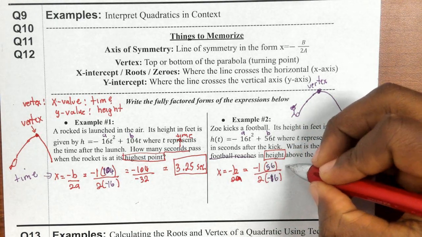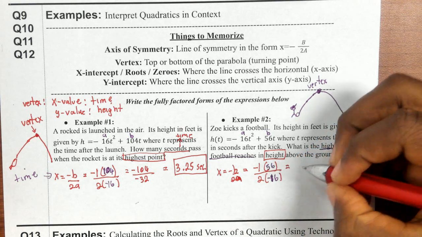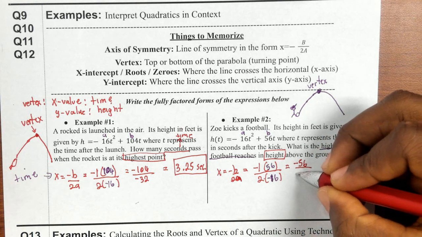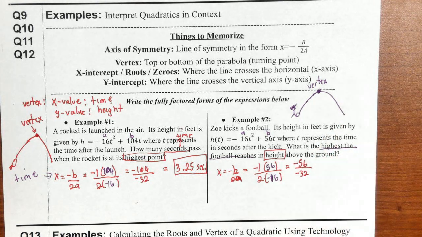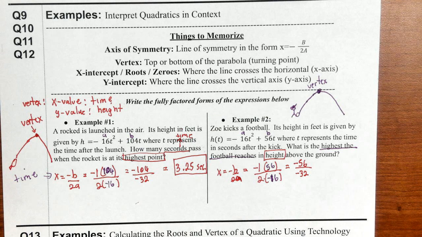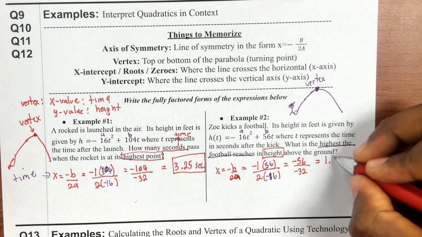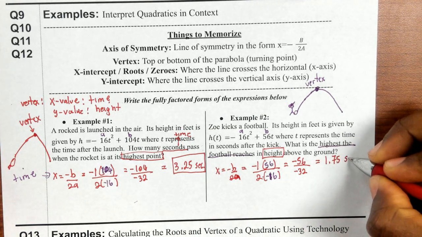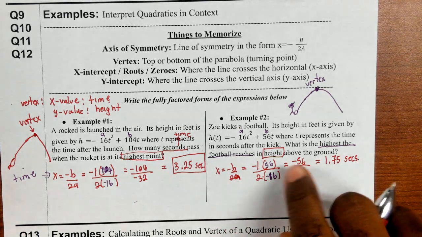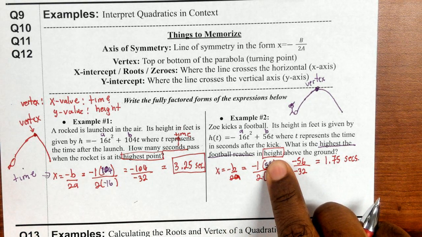Negative 1 times positive 56, a negative times a positive gives me a negative 56. 2 times negative 16 gives me negative 32. A negative divided by a negative gives me a positive 1.75. So this will give me positive 1.75, and that's the amount of seconds. However, we're not looking for time. We're looking for what? Height.